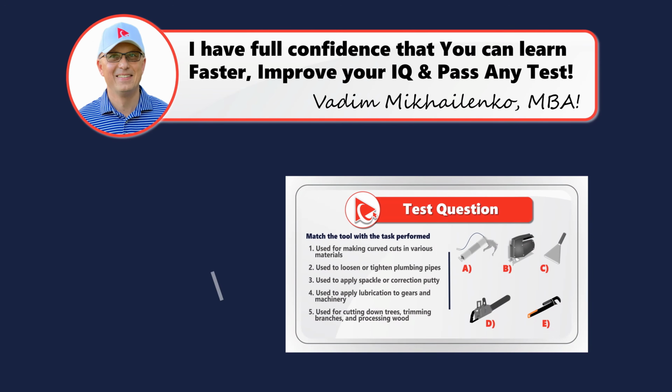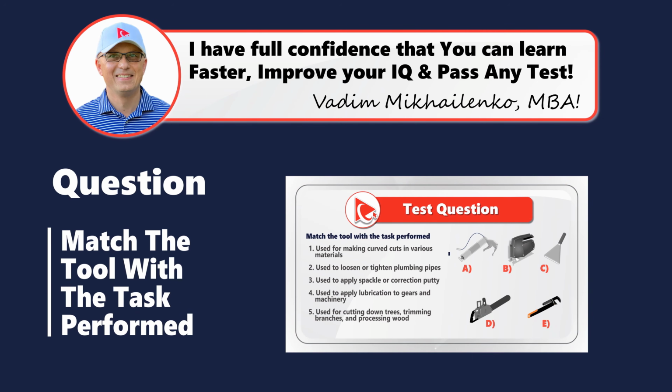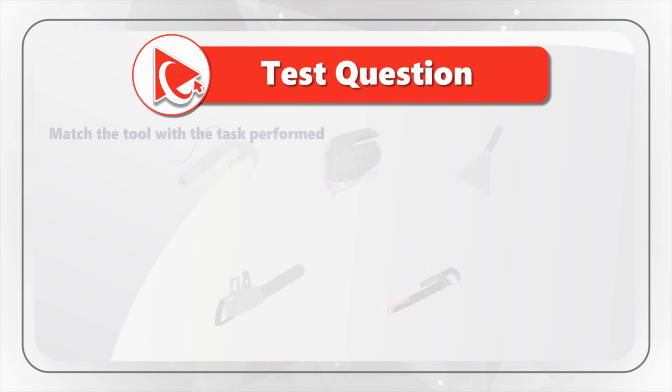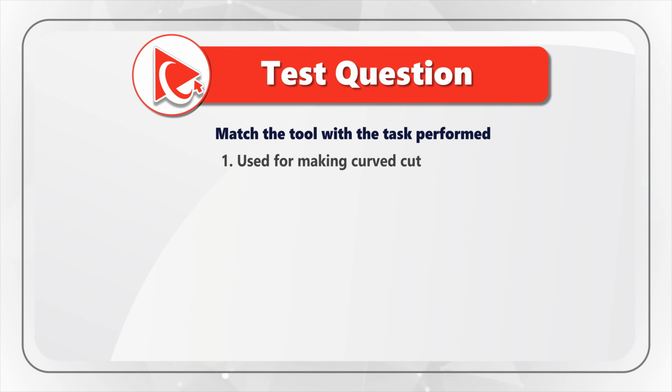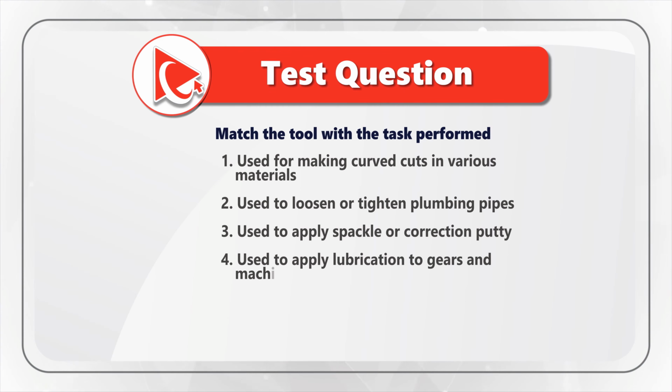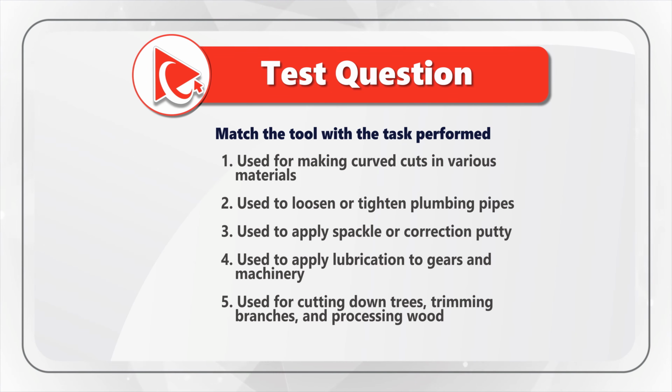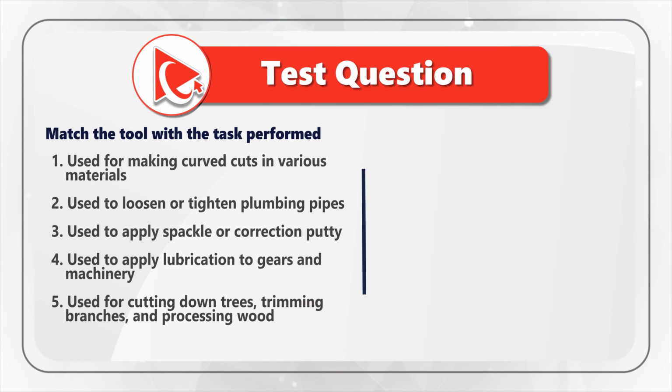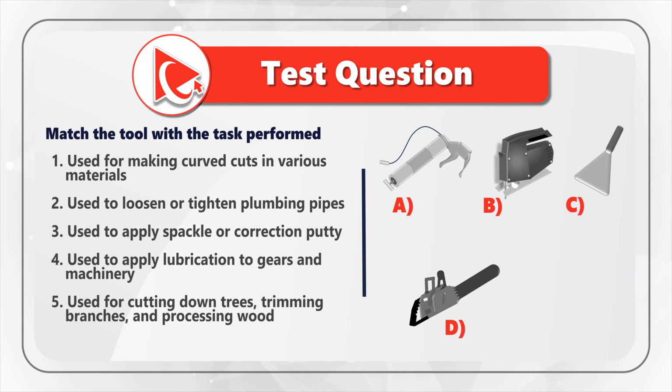Here's an amazing question to see how well you know the tools. You're presented with 5 tools and you need to match the tool with the task performed. Choice 1 is used for making curved cuts in various materials. Choice 2 is used to loosen or tighten plumbing pipes. Choice 3, used to apply spackle or correction putty. Choice 4 is used to apply lubrication to gears and machinery. And last but not least, choice 5 is used for cutting down trees, trimming branches, and processing wood. And you need to match these descriptions with choices A, B, C, D, and E.